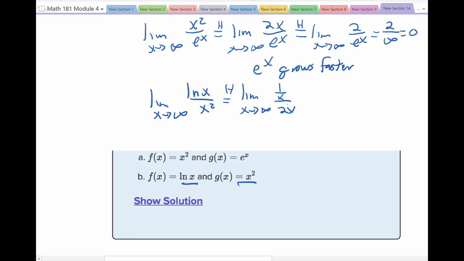Now, if we work with this a little bit, we'd have the limit as x goes to infinity of 1 over 2x squared. And that's going to be 1 over infinity, which is 0. So this would mean that x squared grows faster than the natural log of x.